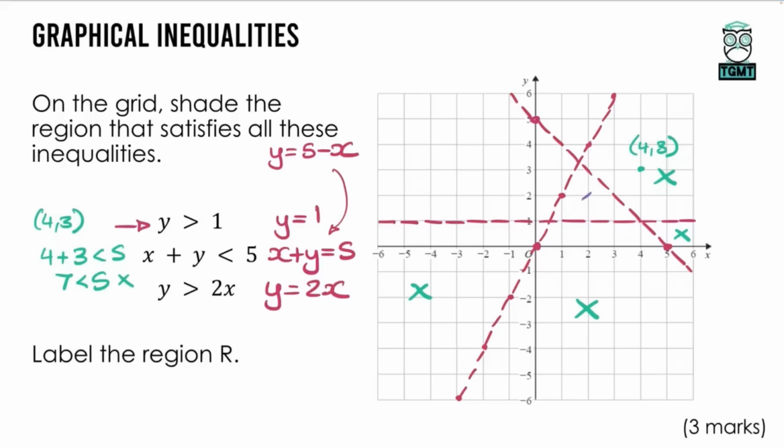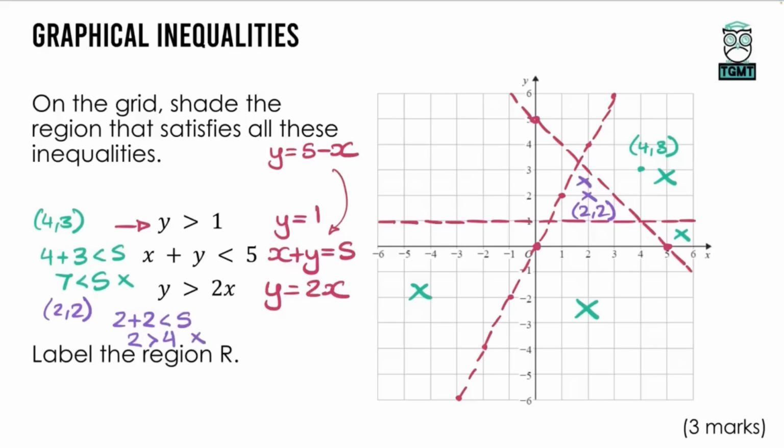So I need to go for another region. Now this one here, inside this little triangle, would be a good one. Let's go with it. That's 2 and 2. Let's test that one out. So for 2 and 2, that x plus y inequality would be 2 plus 2 is less than 5. That works. So I need to test it in the next inequality. So y is greater than 2x. So 2 is bigger than, 2x is 2 times 2, so that's 4. 2 is not bigger than 4, so it's not that region. So there we go, I'll put a cross in there.